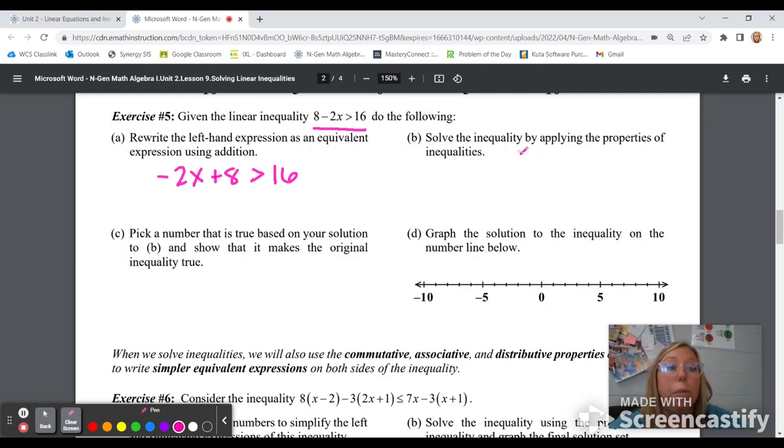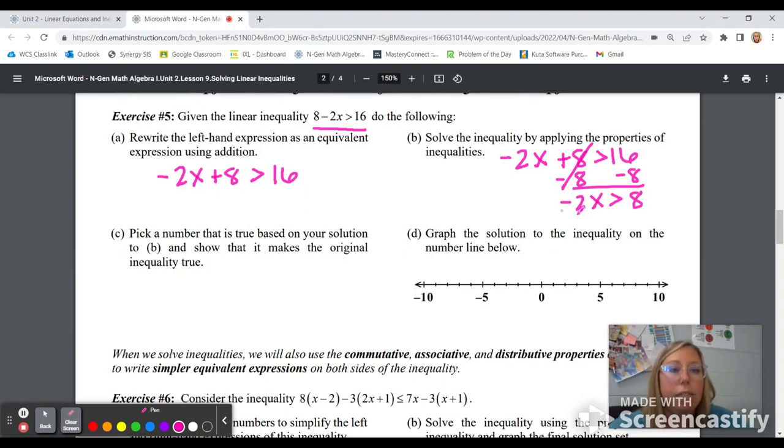So over here in part B is where you're actually going to solve this. You may have already started solving it on A. That's fine too. We're going to subtract 8 from both sides. And then we get negative 2x is greater than 8.